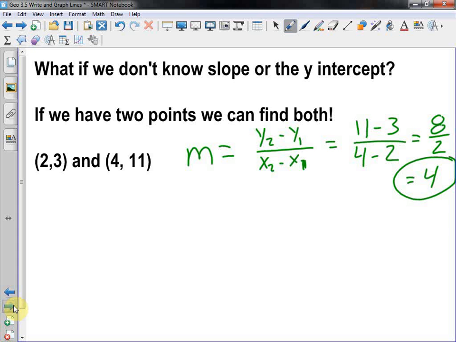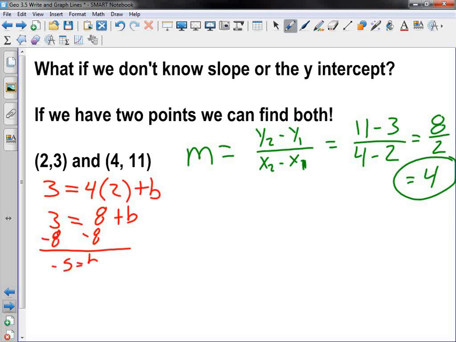Ooh, does it matter? Let's try it. Which one do you think we should use? 2, 3? Yeah, okay. All right, so help me set up the numbers, right? So 3 equals 4 times parentheses 2, plus b. Okay. So this gives me 3 is equal to 4 times 2 is 8 plus b, minus 8, minus 8 is -5, equal to b. Right? Which is good. So that one tells me that my b is -5.